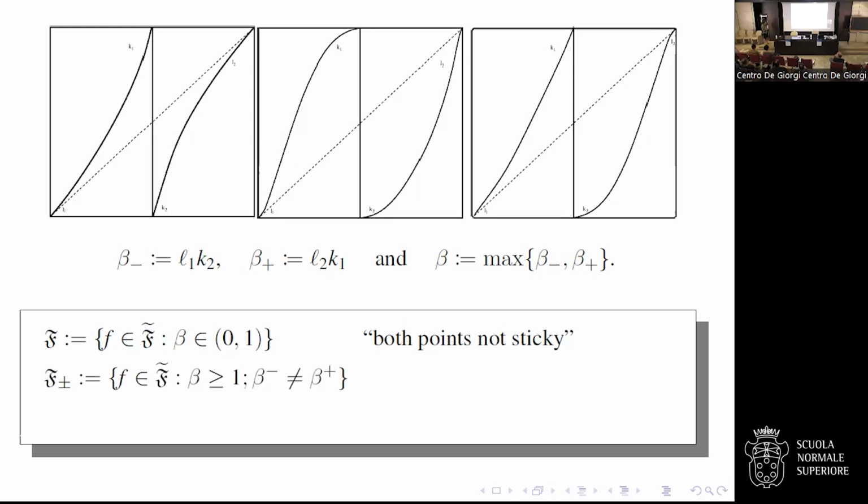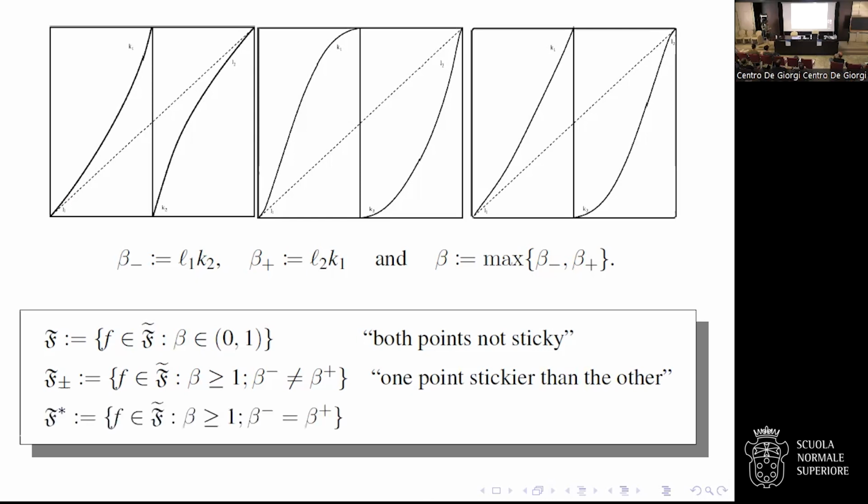Then we have the family where beta is greater than or equal to 1, and beta minus is different from beta plus. So in this case, when beta is greater than 1, at least one of them is sticky, right? Not necessarily both of them, because beta is the maximum. At least one of them is sticky, possibly both, and one is stickier than the other, because necessarily one of them is bigger than the other.